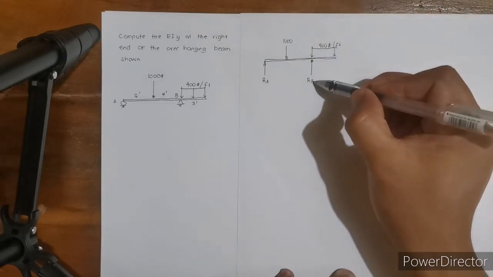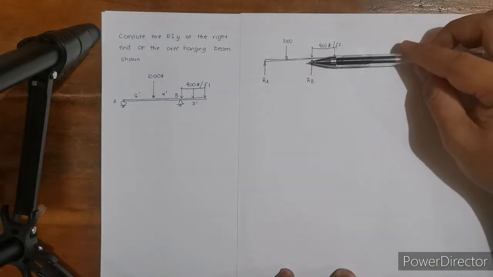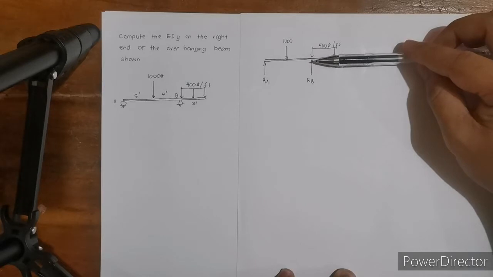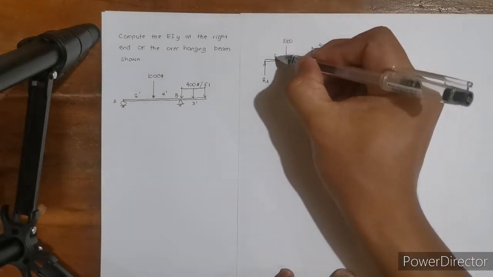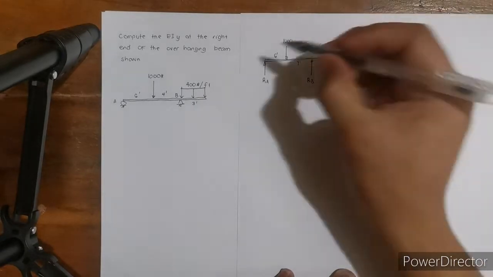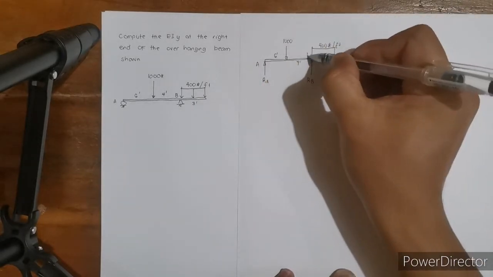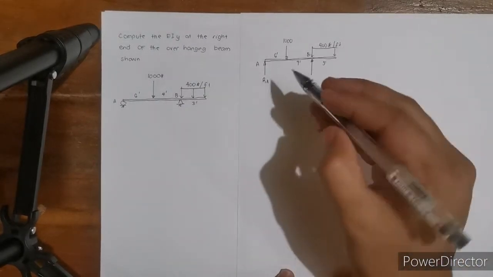Yung reaction sa point B natin, meron tayong horizontal doon. But then walang magka-counteract na another horizontal force doon. Therefore, that will be equivalent to 0, so hindi na natin siya kinonsider. 6 feet, 4 feet, 3 feet. Point A, point B. Okay, kunin natin si reaction at A first.